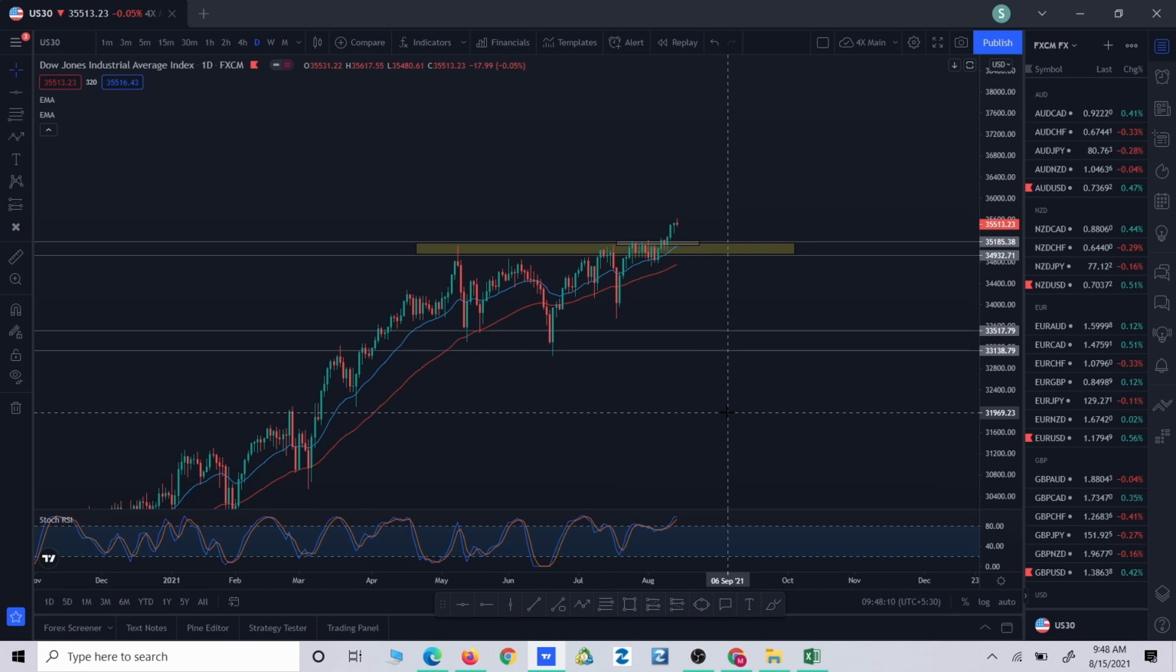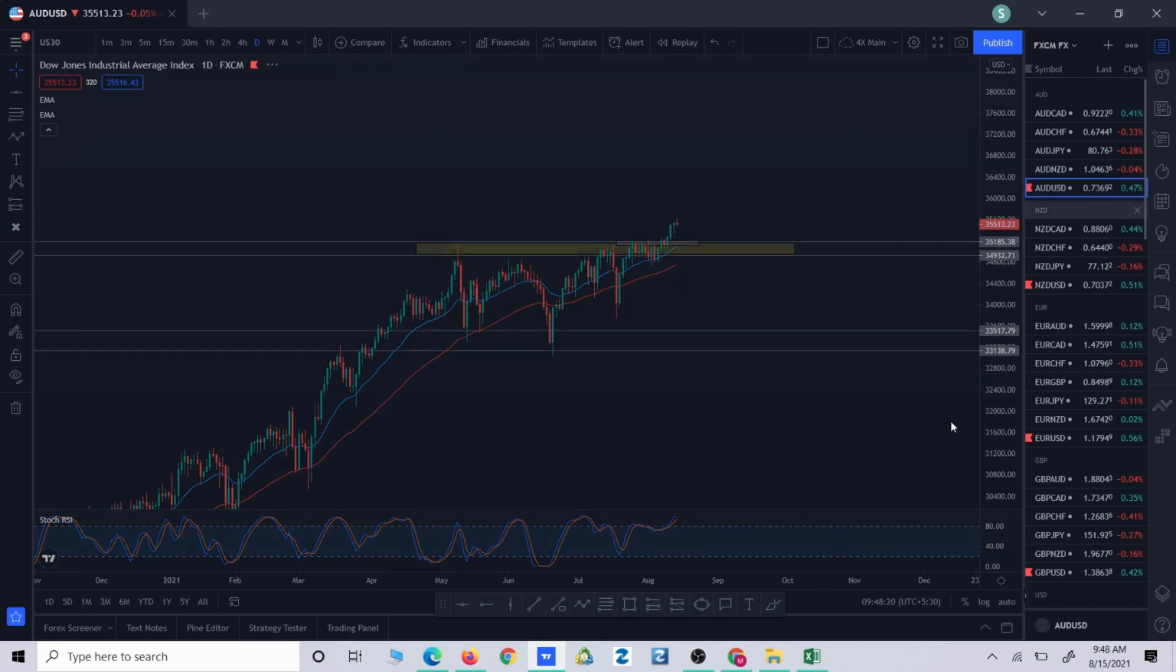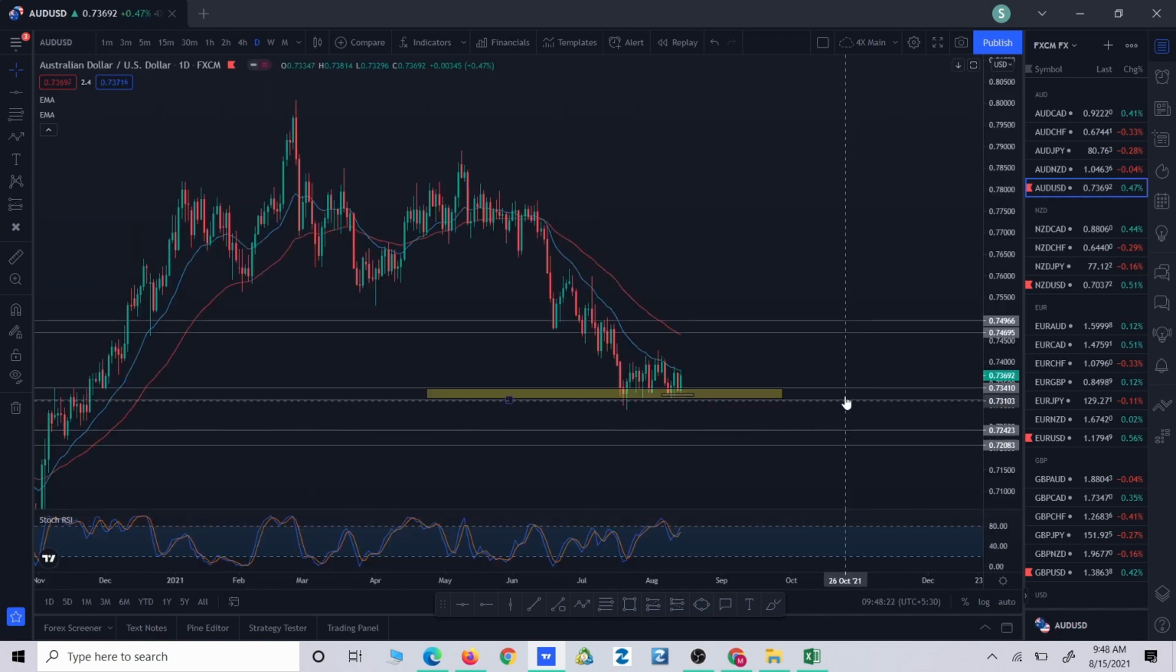And we will talk about the technical analysis, chart breakdown, price action, and potential trading setups along with the confluences. So without wasting any time, let's get started. First of all, we are going to start with the AUDUSD.